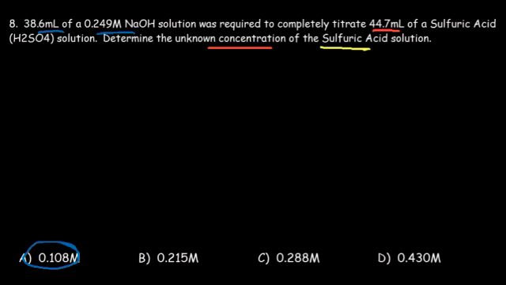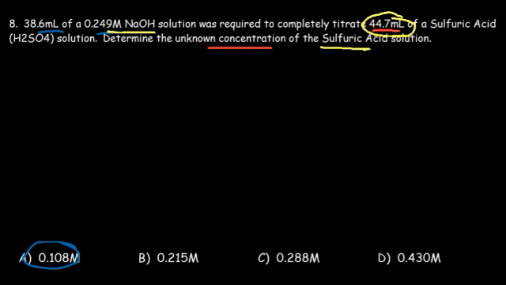So you don't want to start with the volume of H2SO4. Rather, start with the molarity of the other substance, sodium hydroxide. If you start with sulfuric acid, you're just going to make your life harder. So if you're solving for the concentration of sulfuric acid, start with either the volume or the molarity of the other substance.